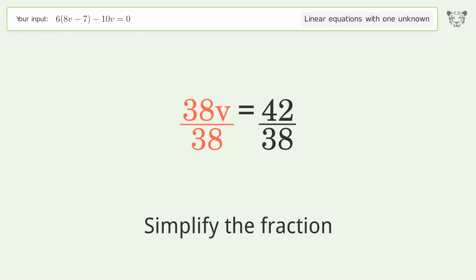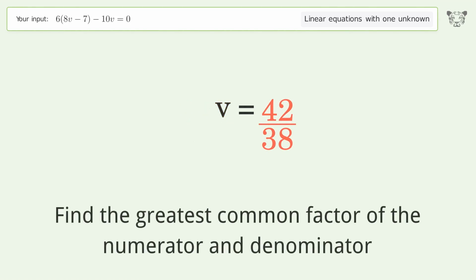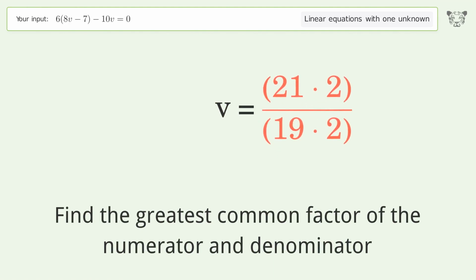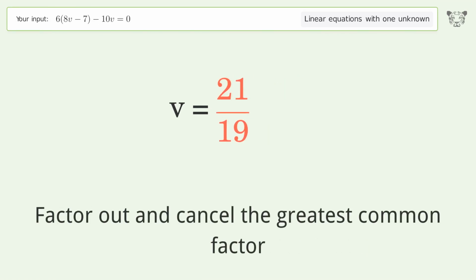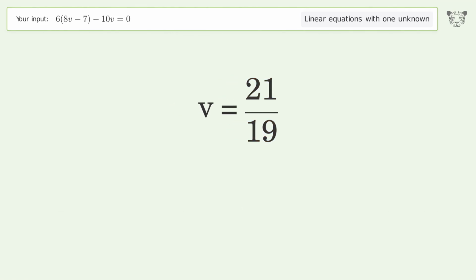Simplify the fraction. Find the greatest common factor of the numerator and denominator. Factor out and cancel the greatest common factor. And so the final result is v equals 21/19.